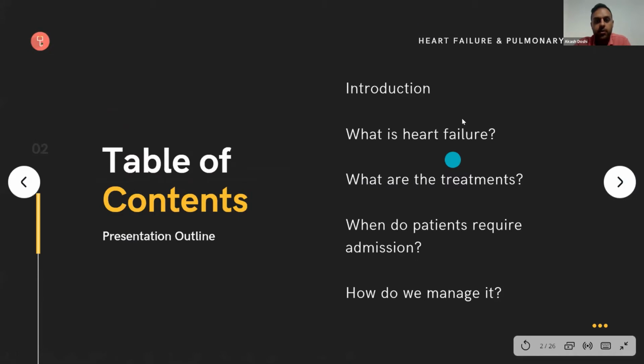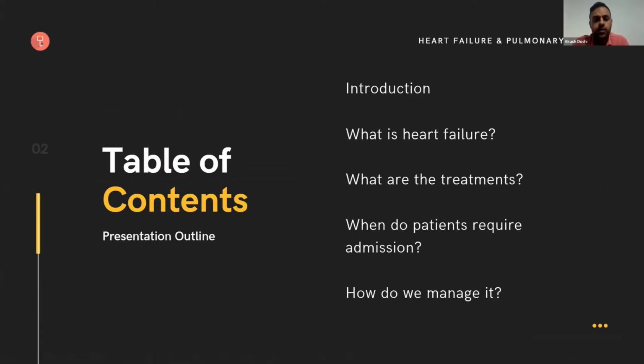These are things that we're going to be talking about. One sec, let me just minimize that. So introduction, what is heart failure? What are the treatments? When do patients require admission? And how do we manage it?